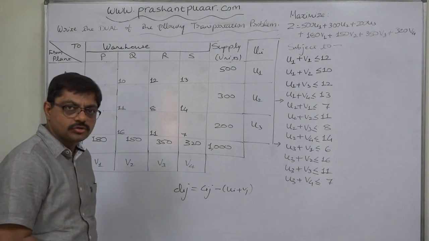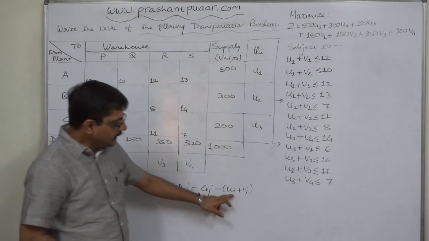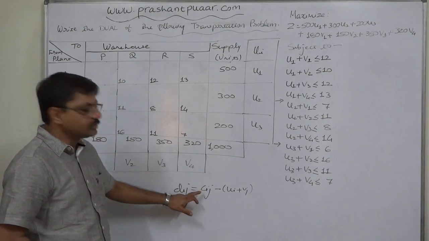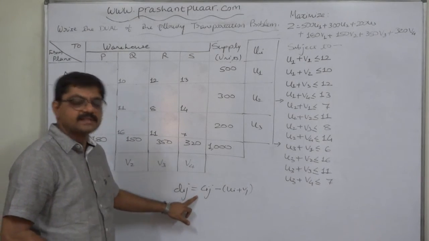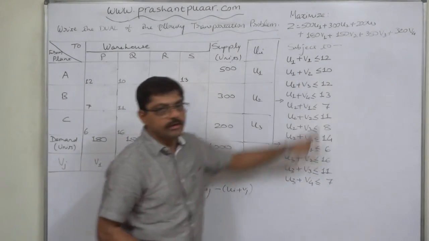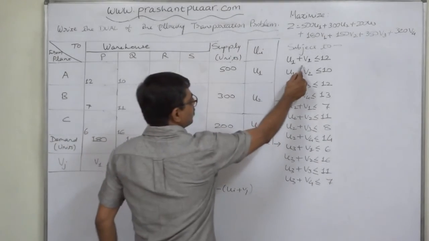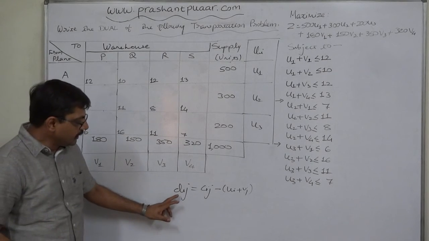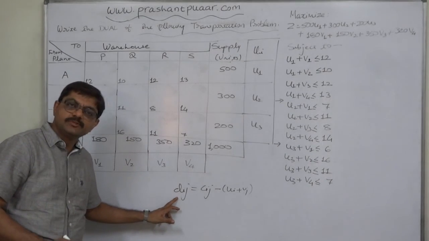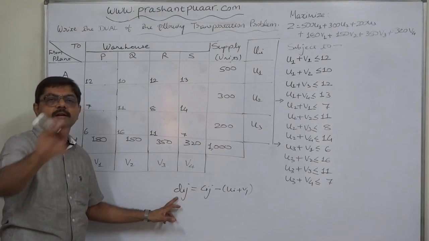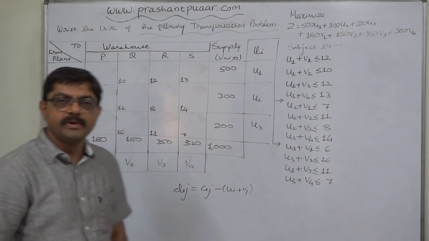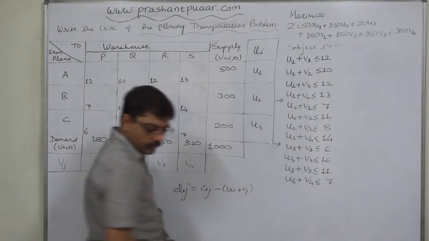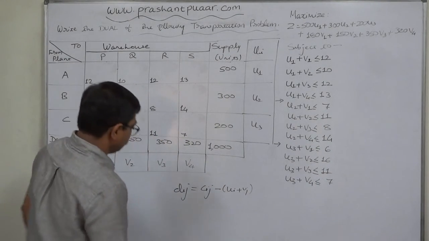So to have an optimal solution, Ui plus Vj must be equal to Cij or less than Cij. So the sign less than or equal to is there. Ui plus Vj less than or equal to Cij. Then only 0 or positive Dij is possible, and then only we can conclude that the solution obtained by us is an optimal solution. That's why the sign less than or equal to is there.